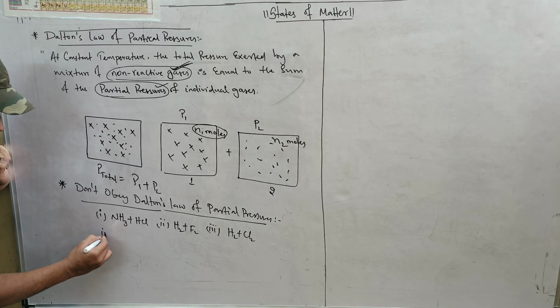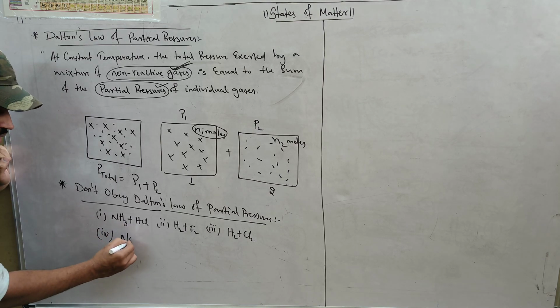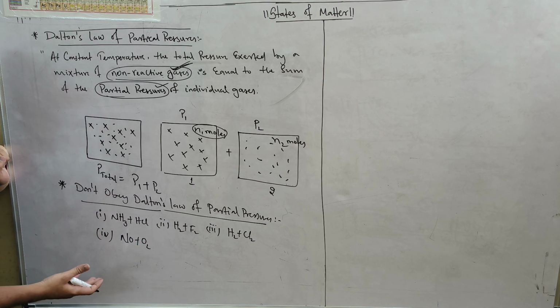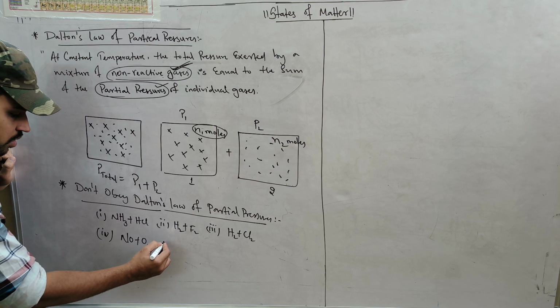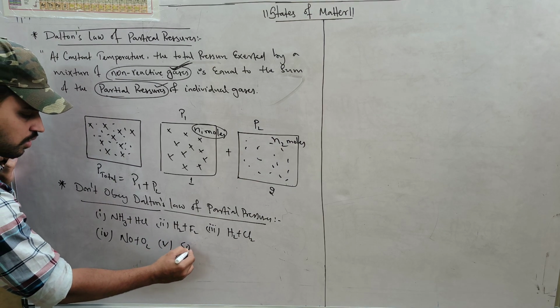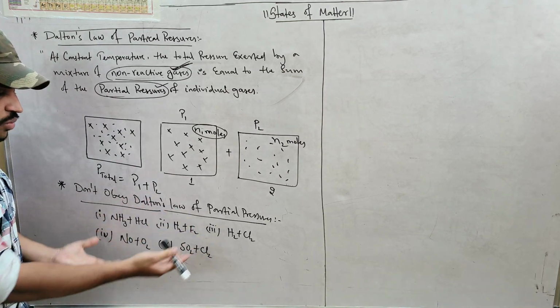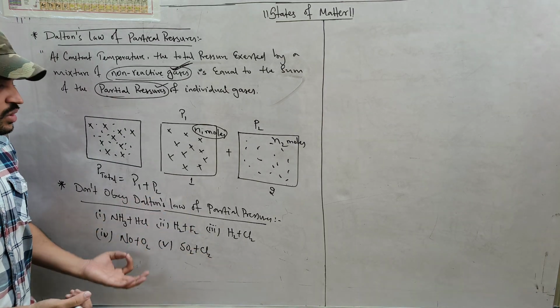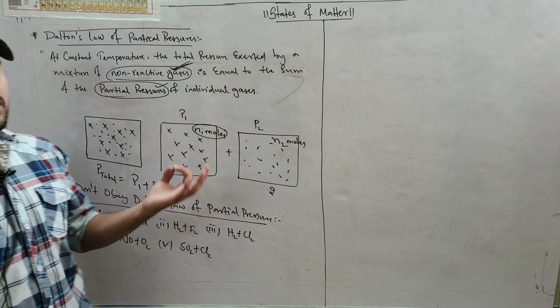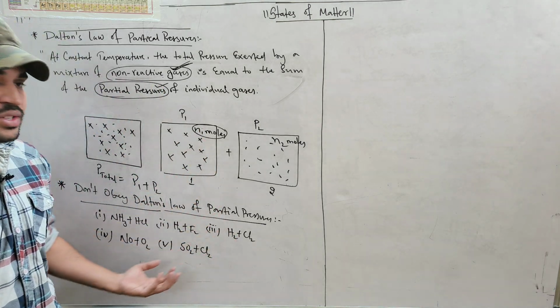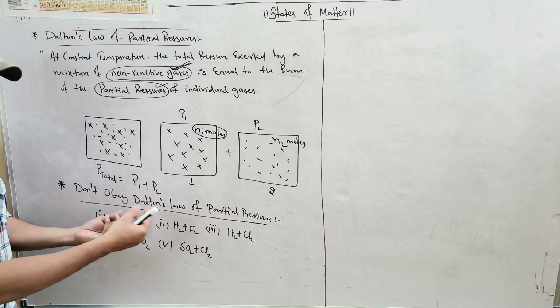Similarly, fourth one, we can see nitric oxide plus oxygen. It is also a reacting gas. Similarly, fifth one we can see sulfur dioxide and chlorine, SO2 plus Cl2. So these gases are reacting gases. That's why Dalton's law of partial pressures is not going to be obeyed by these gases, because we cannot enclose these two gases together.